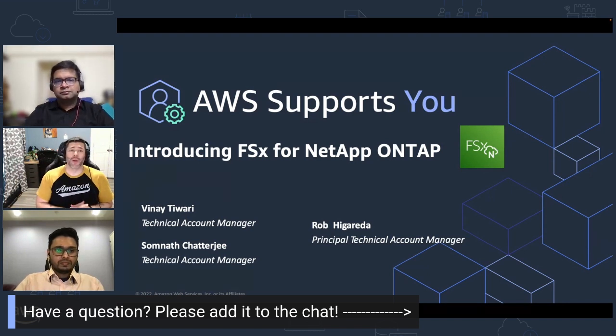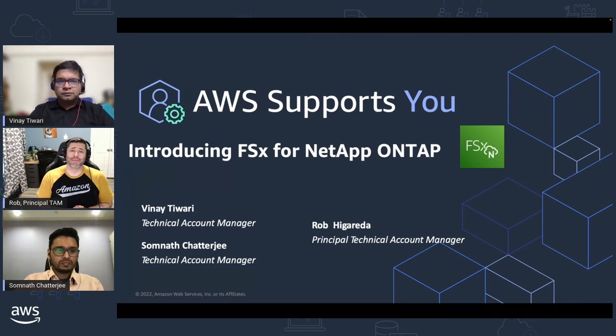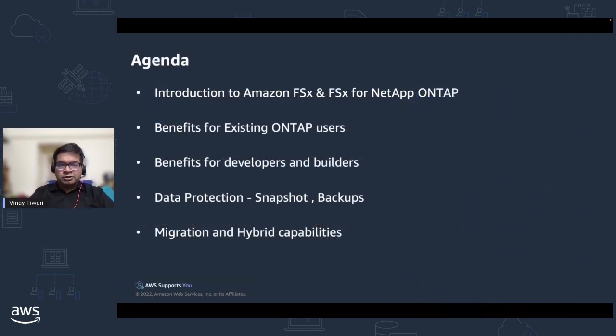So, Vinay, can you go ahead and walk us through what we're going to be talking about? Sure, Rob. So, jumping into the agenda for today, I'm going to start off by giving an introduction to the Amazon FSx service overall. Then we'll look into Amazon FSx for NetApp ONTAP, covering what FSx ONTAP brings to the table. Later, we'll look into benefits for existing ONTAP users and how developers and builders can benefit from it. Next, we'll also look into the data protection capabilities like snapshots and backup. And lastly, we'll touch upon the migration and hybrid capabilities as well.